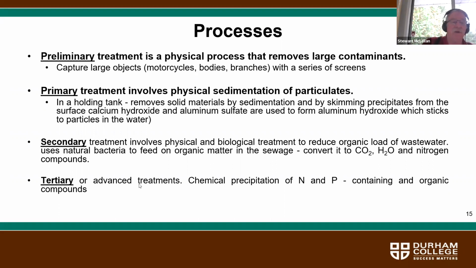And of course, tertiary or advanced treatment is usually chemical precipitation of nitrogen and phosphorus containing organic compounds. And for similar reasons why you want to reduce the BOD content of effluent that is discharged, you also want to reduce nitrogen and phosphorus levels to as low as possible, because if you discharge wastewater that is high in nitrogen and phosphorus, you can end up with eutrophication of the surface water body and large scale algae problems.